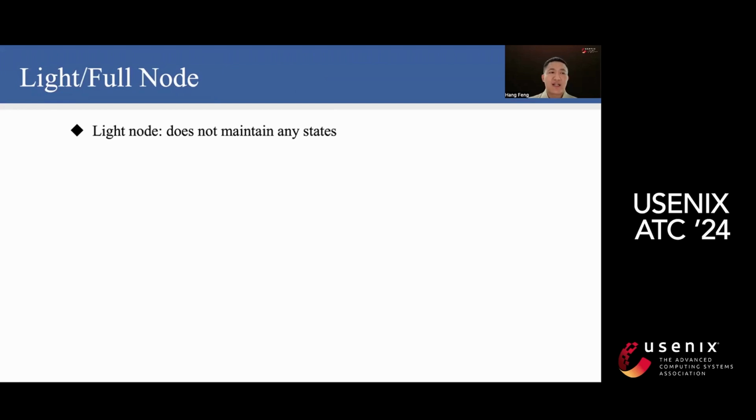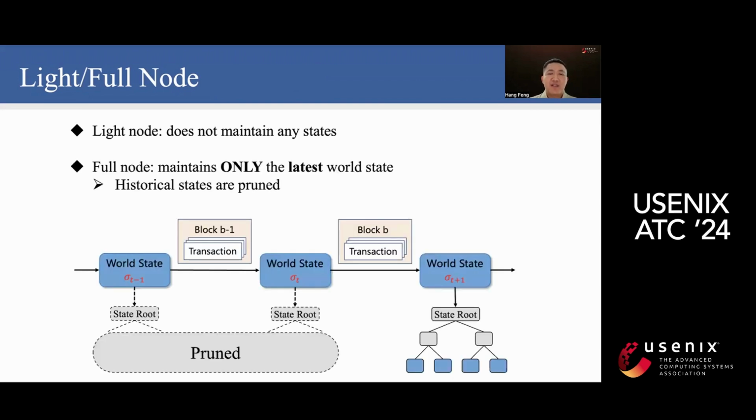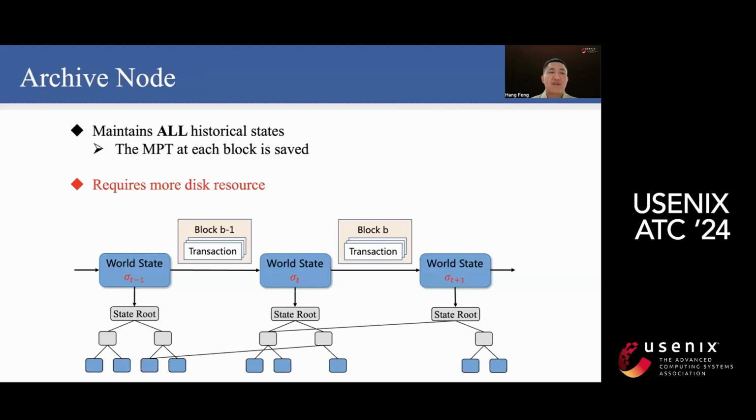Ethereum nodes are categorized as light node, full node, and archive node. Light node does not maintain any states. Full node maintains only the latest world state, which means historical states or historical Merkle Patricia Tries are pruned as the blockchain progresses. While archive node maintains all historical states, this means the Merkle Patricia Trie at each block is persisted. And obviously, this requires more disk resource.